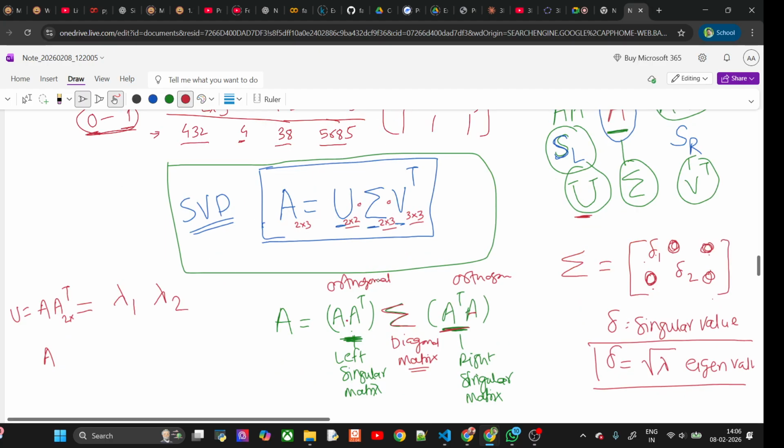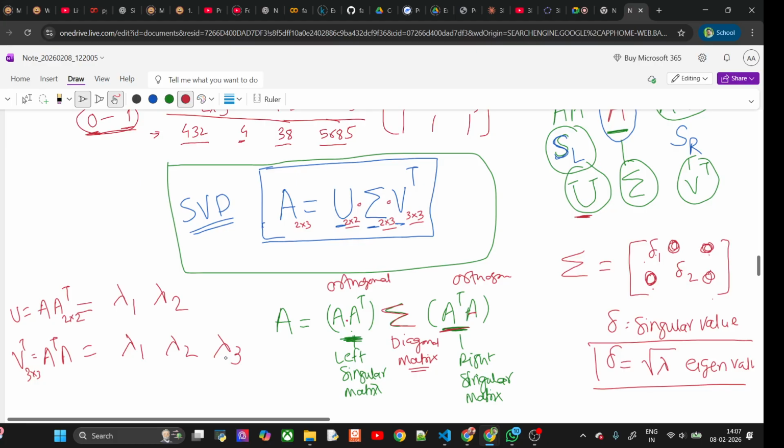As I mentioned, A into A transpose is 2 cross 2 here, for this example. What happens to V transpose, which is 3 cross 3, because we are doing A transpose into A? You will get lambda 1, lambda 2, lambda 3, because it is 3 cross 3, so 3 eigenvalues.